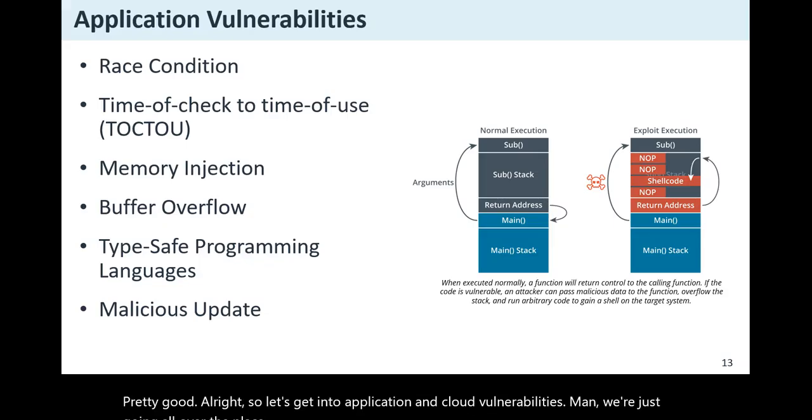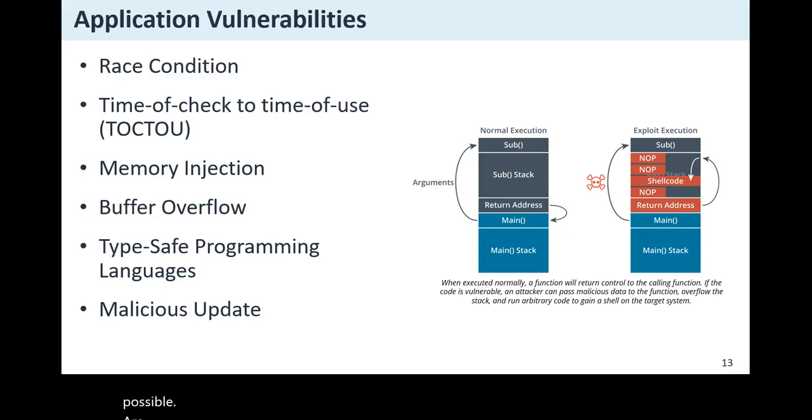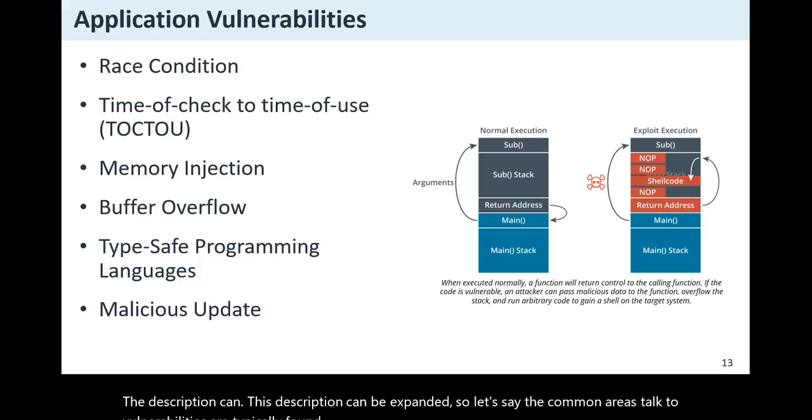So with applications, here are some of the vulnerabilities that are possible. Race condition, time of check to time of use. This description can be expanded. Common areas where TOCTOU vulnerabilities are typically found: for instance, they're common in file systems and shared databases. Then you've got memory injection and buffer overflow. And then you've got type safe programming languages and malicious update.